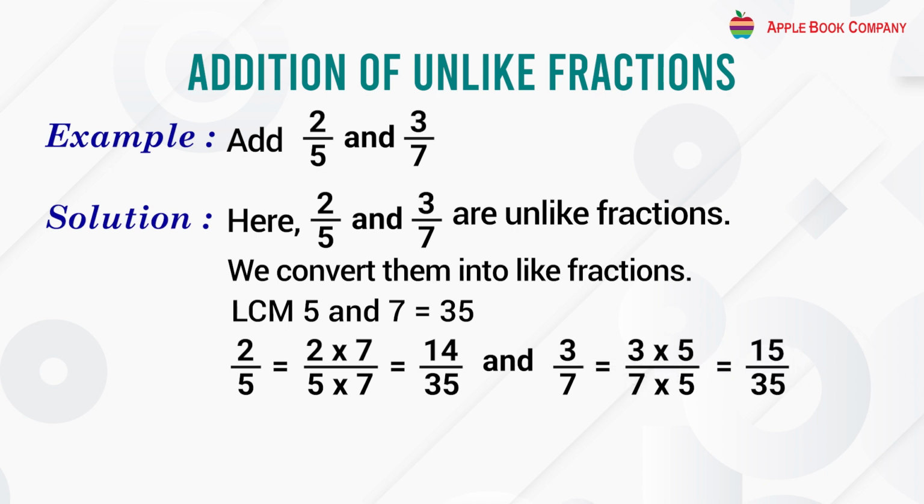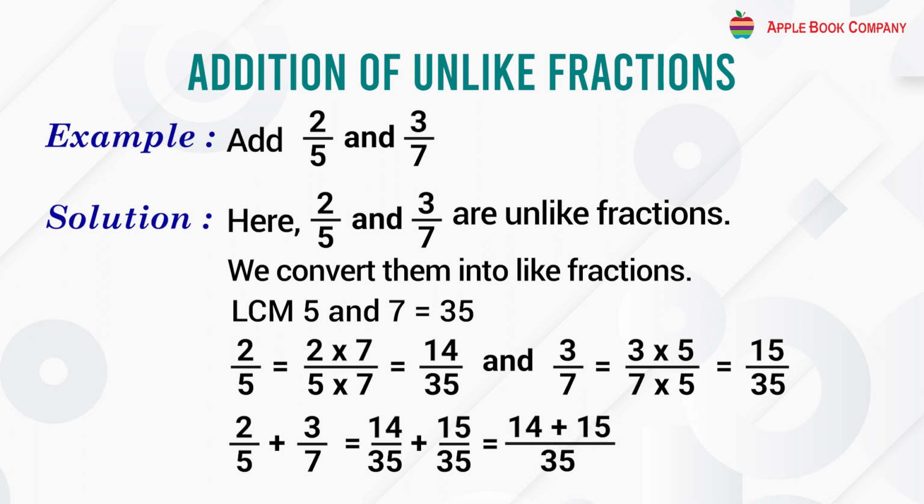Now, 2 by 5 plus 3 by 7 is equal to 14 by 35 plus 15 by 35. You simply add the numerators. 14 plus 15 gives you 29. So the answer is 29 by 35. Thus, 2 by 5 plus 3 by 7 is equal to 29 by 35.